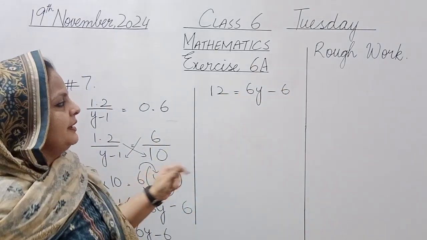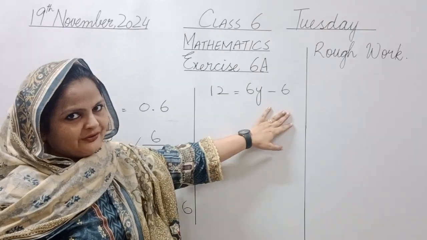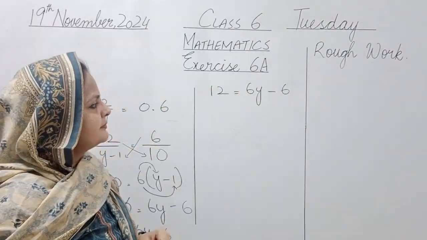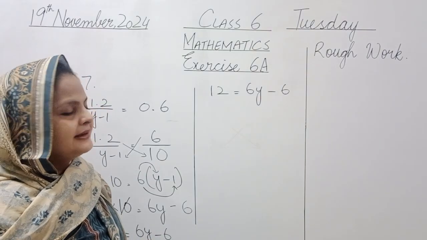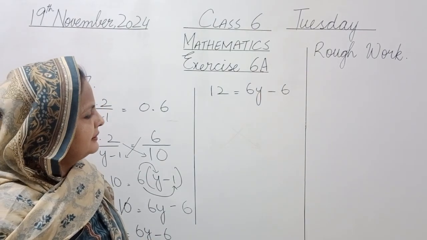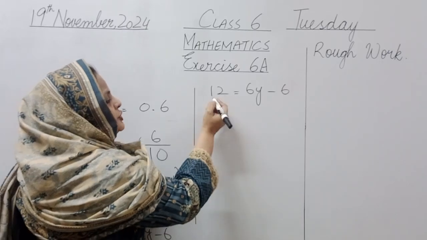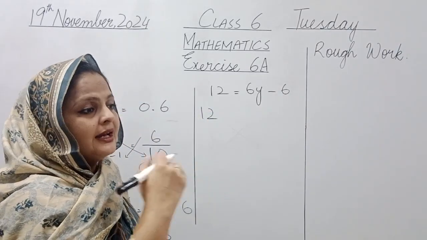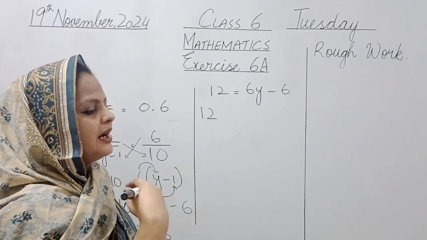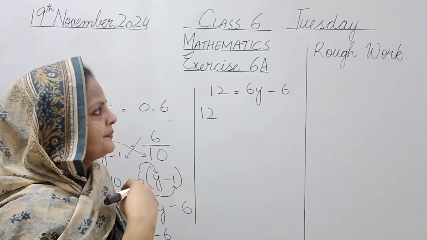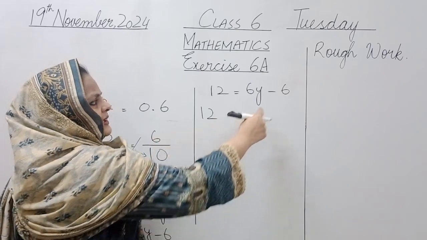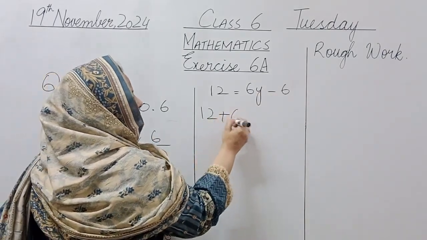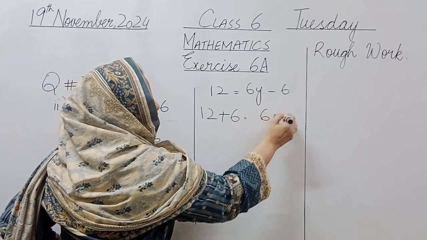Now, which number can make the things easier for us to solve? Which number? Yes, Ishan? Exactly. You are right. 12, 6 यहाँ पे सब्ट्रैक्ट हो रहा है, तो ऑपोजिट साइड पे आके क्या हो जाएगा? रेसिप्रोकल हो जाएगा, ऑपोजिट हो जाएगा. So it's like subtracting here, so it will get, yes, added here. 12 plus 6 is equal to 6y.